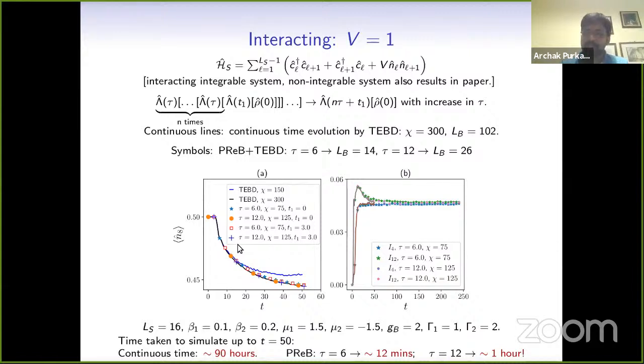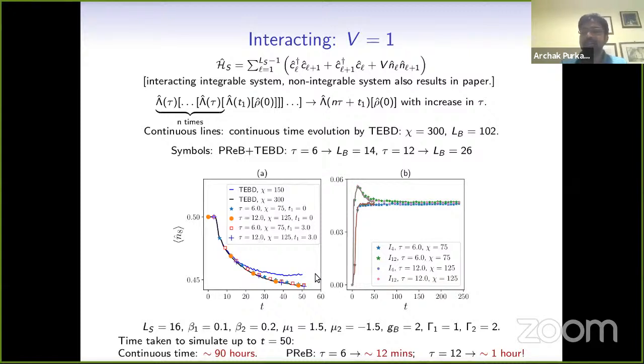Once again, 300 to 75 is a big jump, and the complexity scales exponentially with chi, so it's a really big jump. This shows up in the practical time for simulation. For these continuous time plots, on the computer I was using, with the code that I wrote, it took about 90 hours. That's like 4 days. But doing this refreshing idea with tau equals 6, using the same computer and the same code, requires 12 minutes.